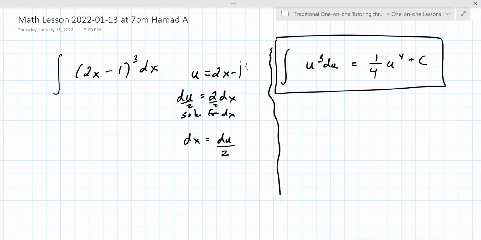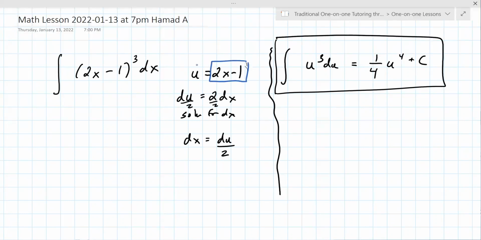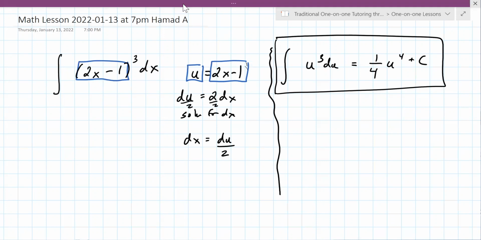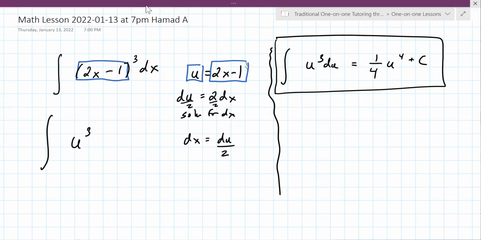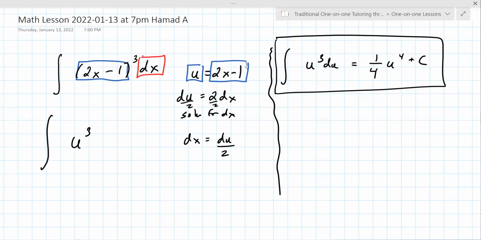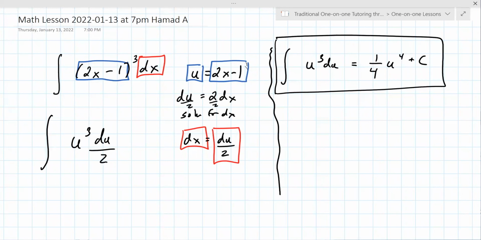Okay, so now we're going to take this 2x minus 1, which is really u, and we're going to put a u here. Do you see how this is really u? Yeah. Okay, so I'm doing it in color. Sometimes the color helps here, u cubed. Now your dx is right here. There's your dx. We're going to replace it with du over 2. So we're going to write du over 2 here. Do you see how I made that substitution?